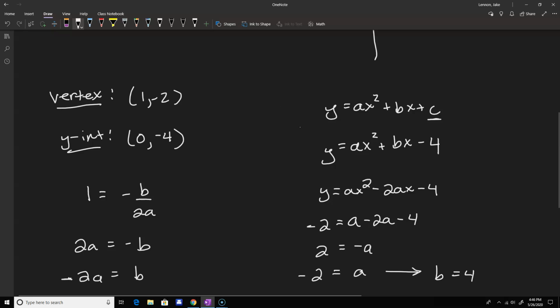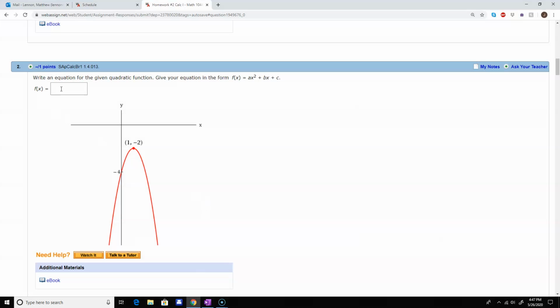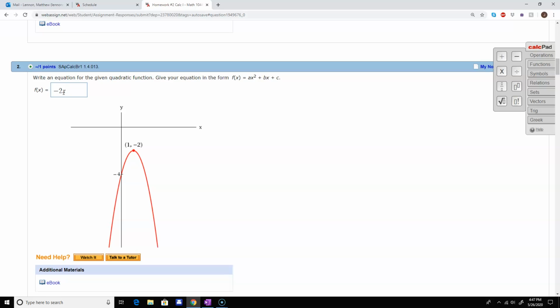So that means we have all 3 letters figured out, a, b, and c. That tells us that y is equal to minus 2x squared plus 4x minus 4. And that is the equation in standard form. We just really used that vertex formula in a different way. So let's go ahead and check that. Minus 2x squared, plus 4x minus 4.